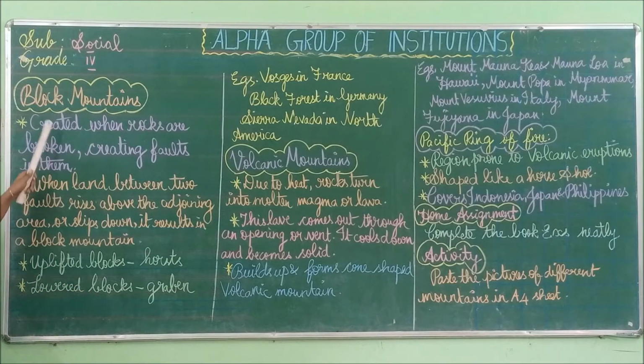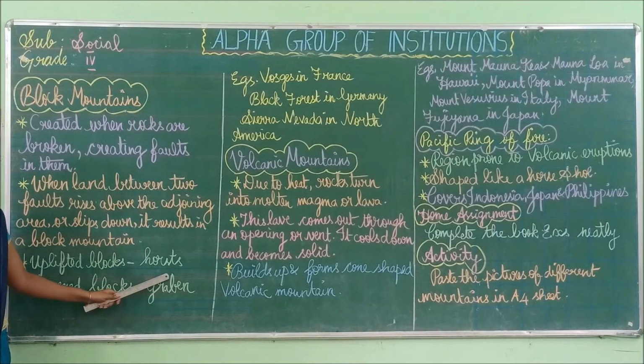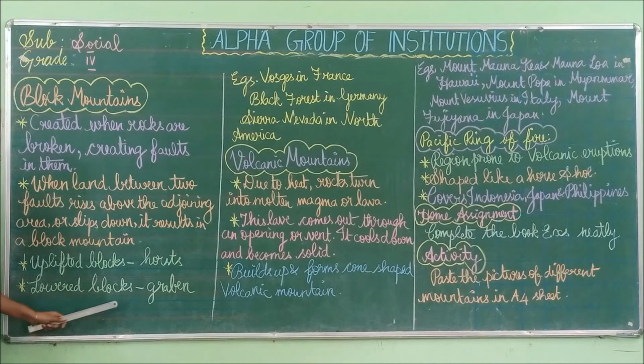So these block mountains are created because of broken rocks, which creates faults in them. When land between those two faults goes down or rises up, that results in block mountains. The uplifted blocks are known as horst, and the lowered blocks are known as graben.